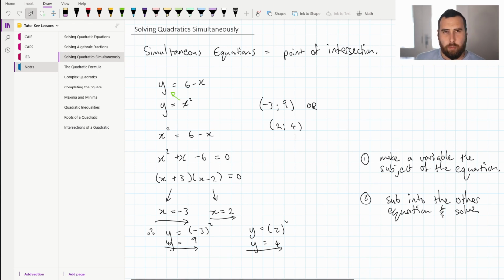Let's take a look at a more difficult example and apply these rules that we've just learned now.